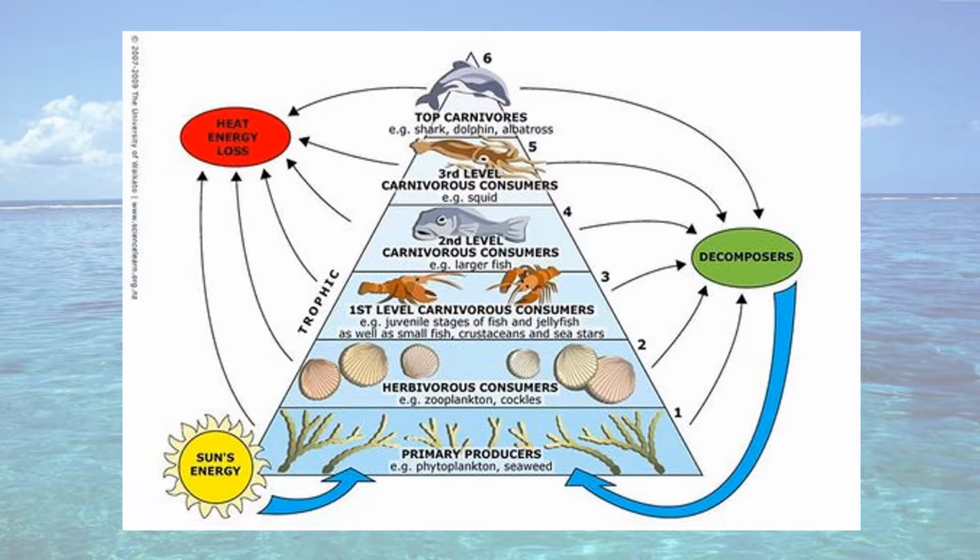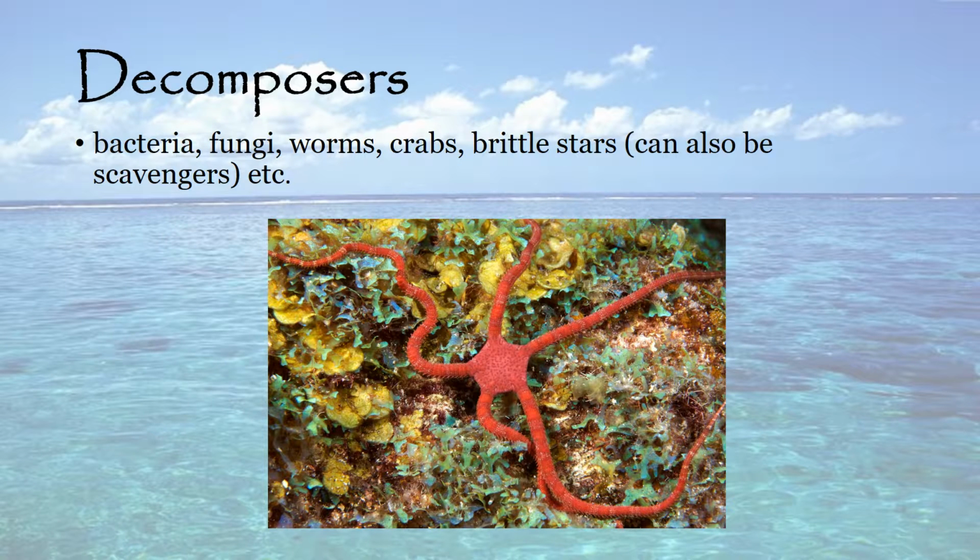I just put up a food chain, a food pyramid, just to look at the different levels of the food pyramid within the ocean. And so I don't leave them out, I added a slide about decomposers because they're really important. So bacteria, worms, crabs, brittle star, they're all decomposers of that ocean detritus on the ocean floor.